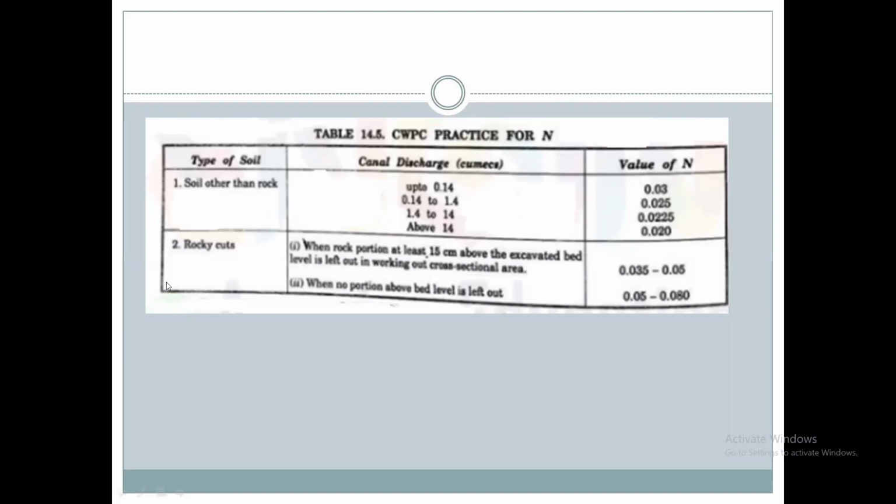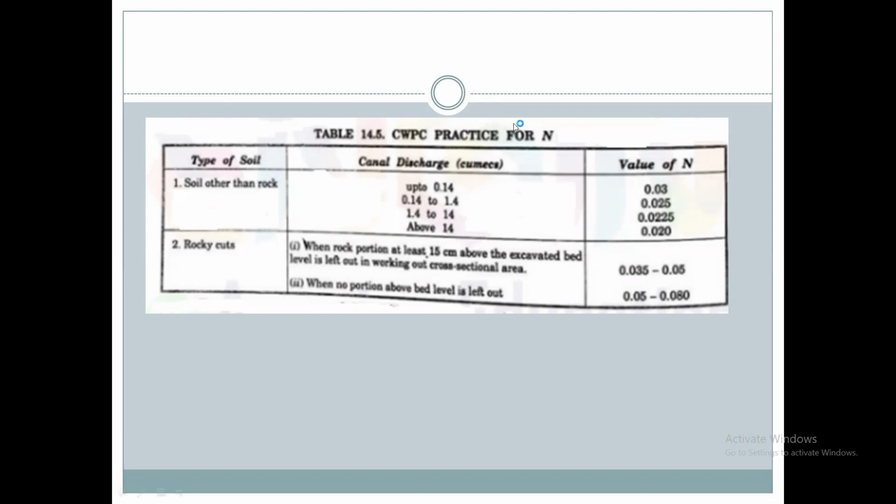And for rocky cuts, when rock portion at least 15 centimeter above the excavated bed level is left out in working out cross sectional area, in that case the value of n is taken as in between 0.035 to 0.05. And when no portion above the bed level is left out, then the value of n is taken as 0.05 to 0.080.